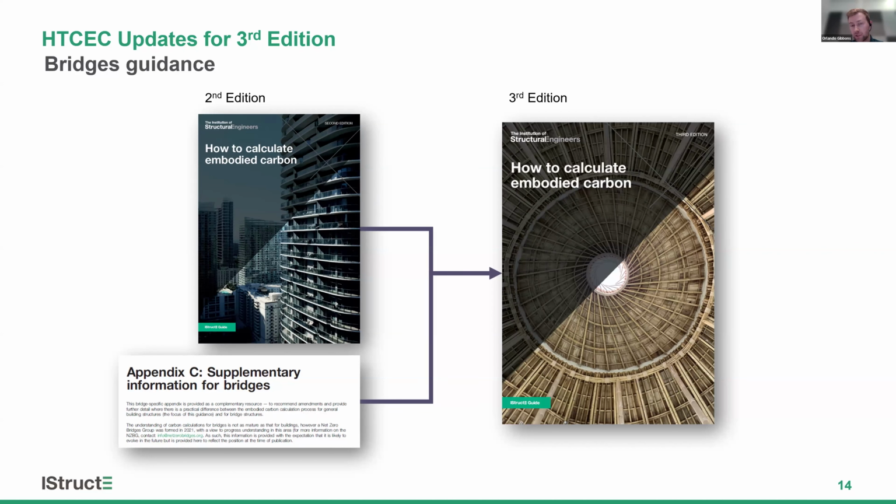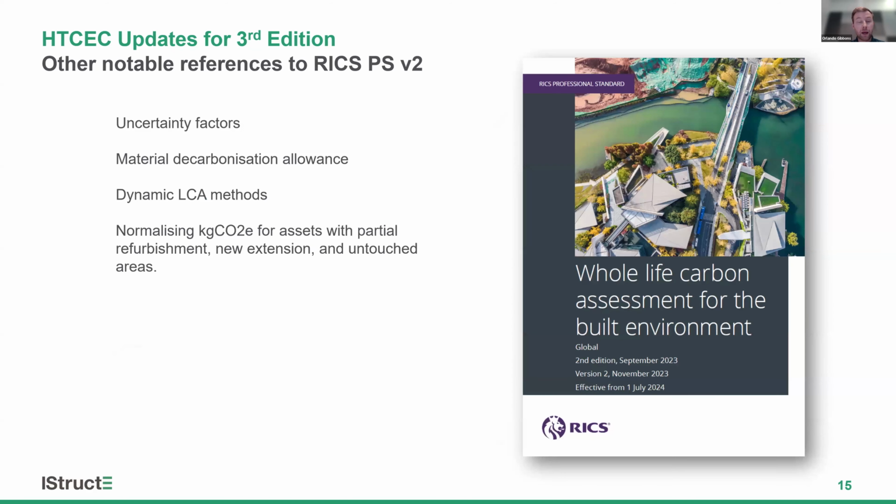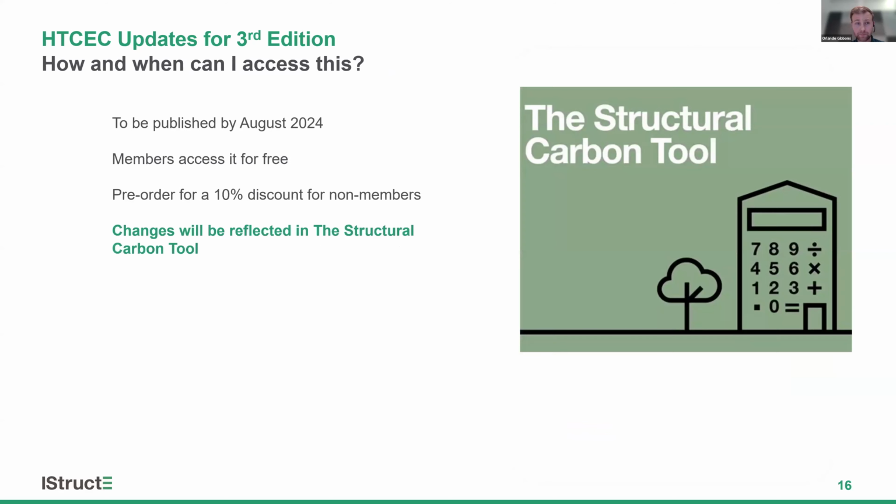And even though it's kind of bridge-specific, there are principles in there that apply to other types of infrastructure structures. Other notable references to the RICS professional standard, second edition, is we point towards it in relation to the use of uncertainty factors, material decarbonisation allowance, which really affects, as Jane explained earlier, stages B and C of the life cycle, dynamic LCA methods, which I've already mentioned, and also a bit of guidance on normalising total absolute carbon emissions for assets with partial refurbishment, new extension, and untouched areas.